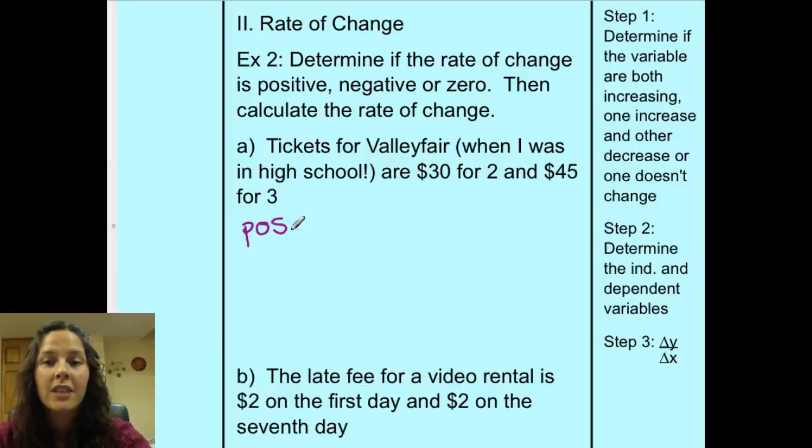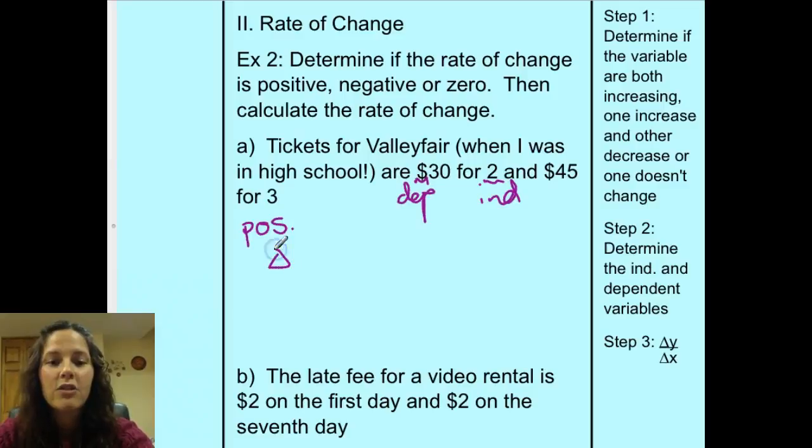In order to calculate our rate of change, we need to figure out what the independent and the dependent variables are. So the two values that are changing are money and number of tickets. So does the amount of money you pay depend on how many tickets you buy? Or does the number of tickets you buy depend on how much money you pay? The first sentence is the one that made sense this time. The amount of money depends on the number of tickets. So the money is our dependent variable, and the tickets is our independent variable.